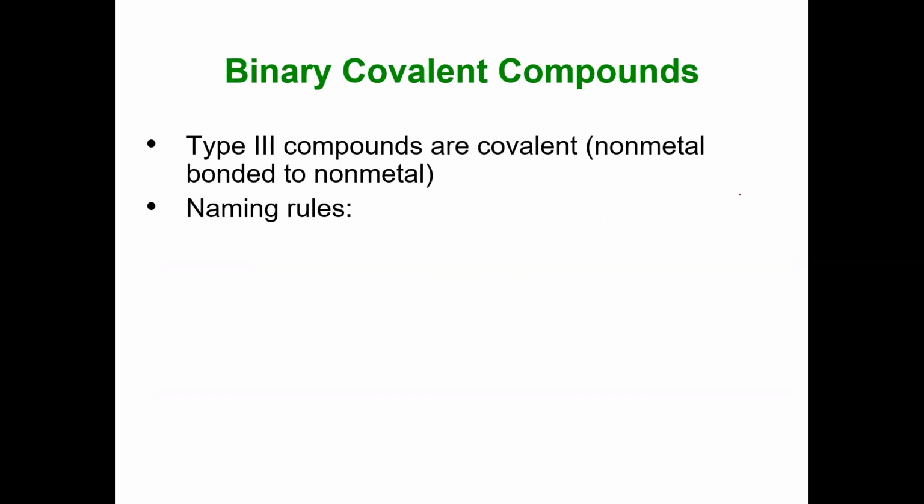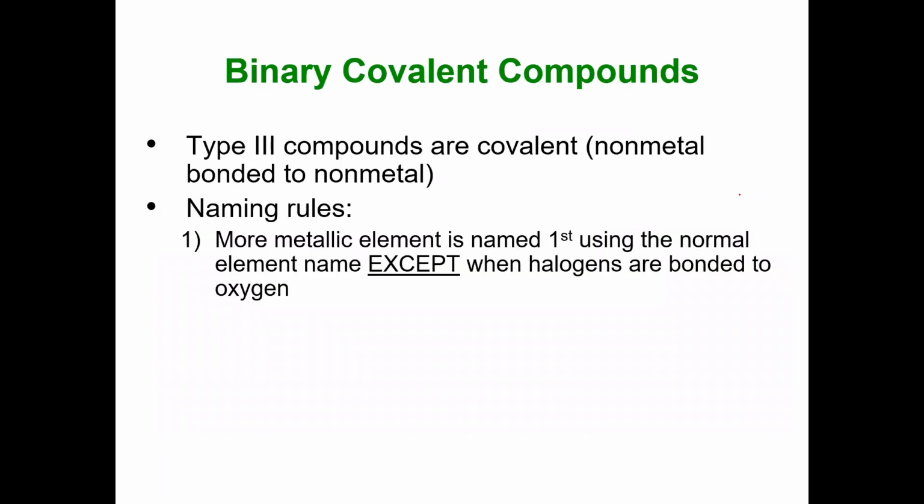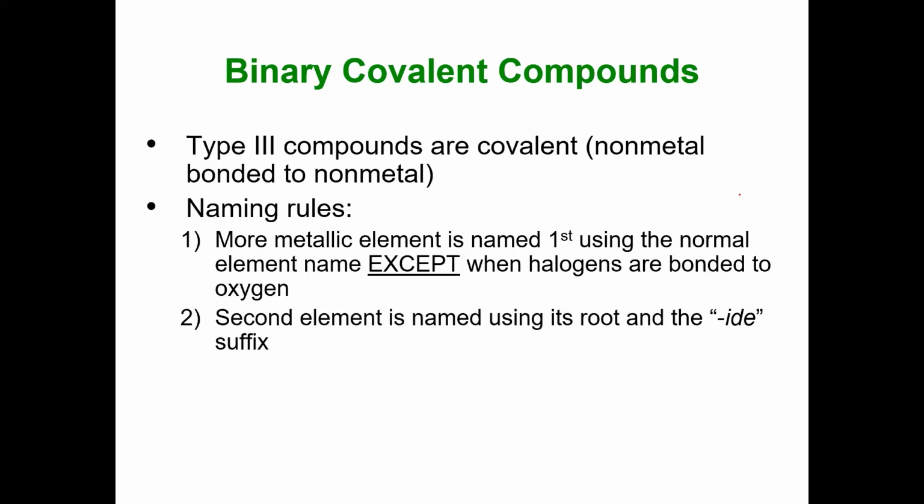So what are the rules? We still list the more metallic element first. So the one that's furthest away from the noble gases is going to be listed first. There is an exception. You're always going to list the halogens before the oxygen. So basically, oxygen's always going to be last. The second element is similar, where we take the root of the second element, cut off the ending, and add the "ide" suffix, just like we did with ionic compounds.